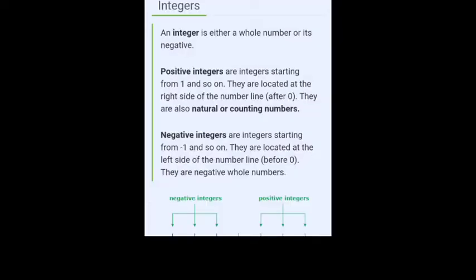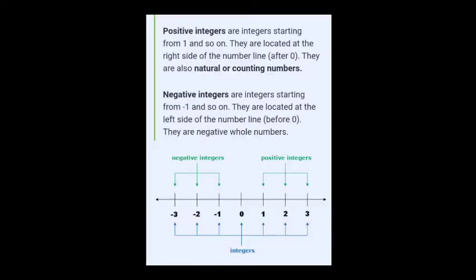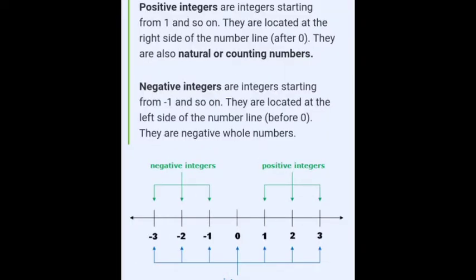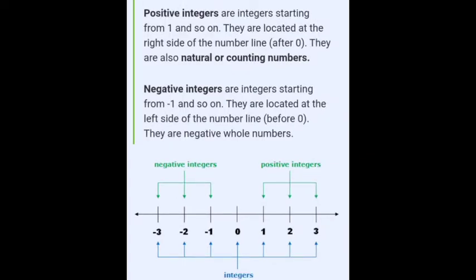So next we have here the set of integers. An integer is either a whole number or its negative. Positive integers are integers starting from 1 and so on. They are located at the right side of the number line after 0. They are also natural or counting numbers. So yung positive integers natin, hindi included yung 0 because there is no such thing as positive or negative 0.